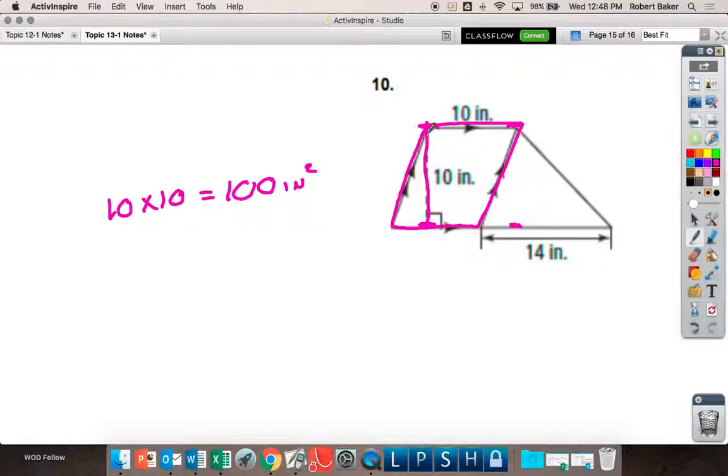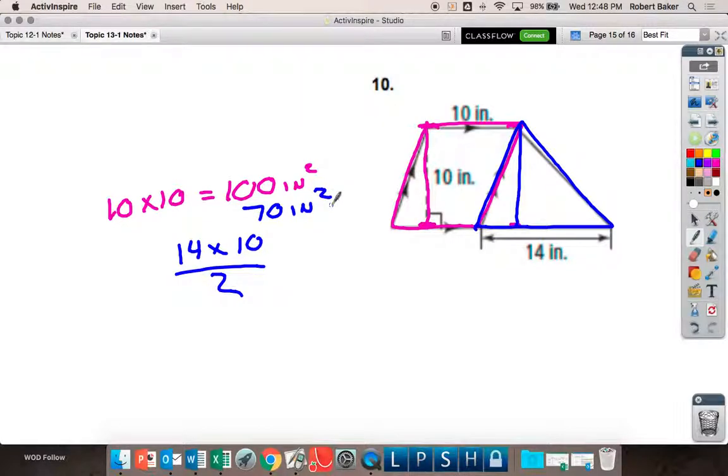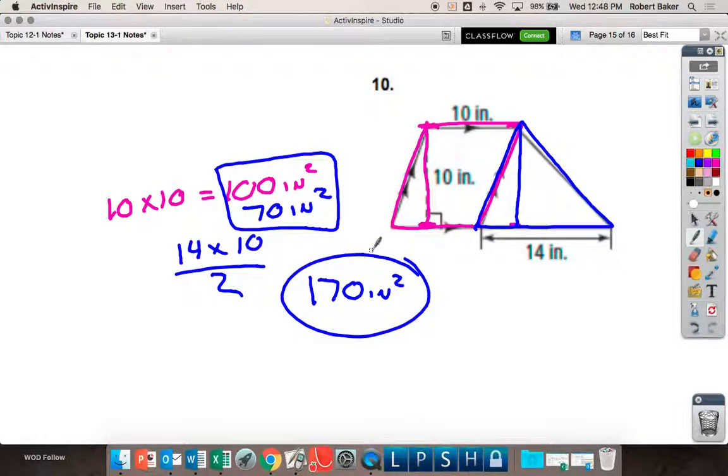Now we have to find the area of the triangle, which was base times this same height, because it is 10 from here to here, divided by 2, or 70 inches squared. So add pink and blue together, 100 and 70, and you get 170 square inches. So it is one shape, but you're having to do multiple mathematical practices to get to the area of the one fun shape. And then they throw in stuff like this.